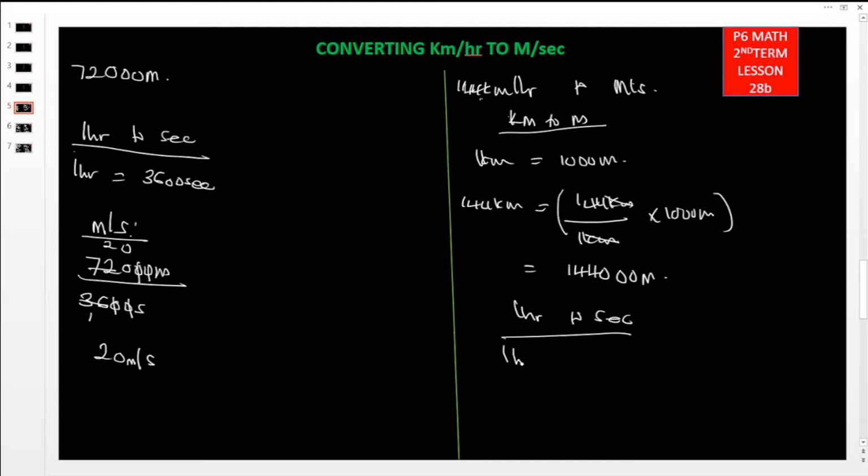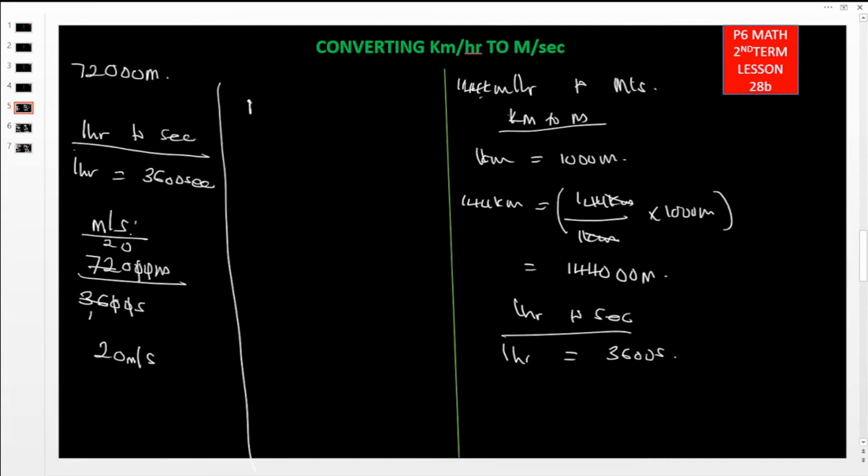The next step is to convert per hour, 1 hour, to the seconds. Then the leading statement is 1 hour is equal to 3600 seconds. The next step is to get our meters per second. What are we going to do? Our meters there, 144,000 meters divided by, per means to divide, 3600 seconds. Then 0 by 0, then 0 by 0. So what are we having? 1440 out of 36 meters per second.